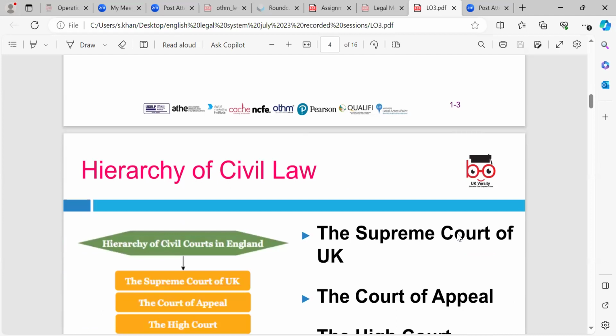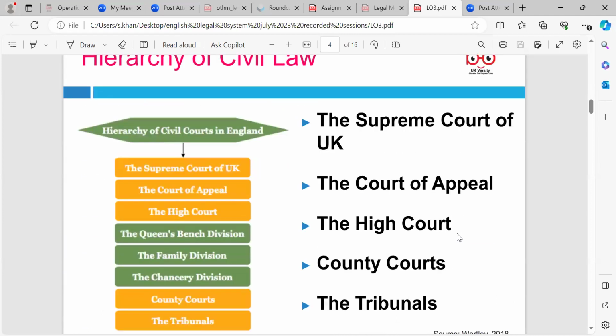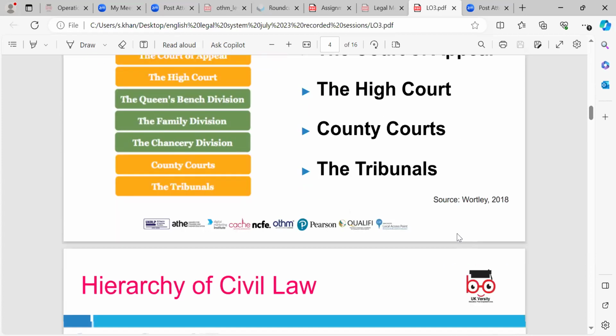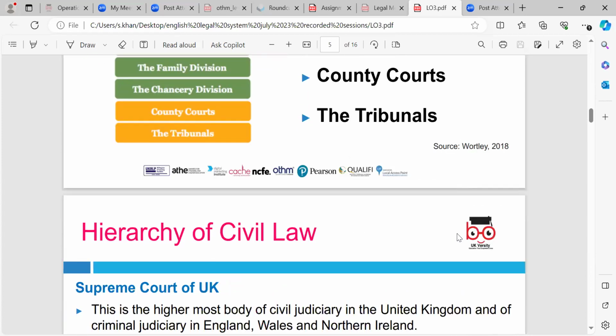So the hierarchy of civil law. You've got the Supreme Court at the top, the highest court and the final court as well. Then you have the Court of Appeal and the High Court. Within the High Court there are 3 divisions: the Queen's Bench Division, the Family Division, and the Chancery Division. Then we have county courts and tribunals, and we'll go through each one in detail so you have an idea of what each one does.